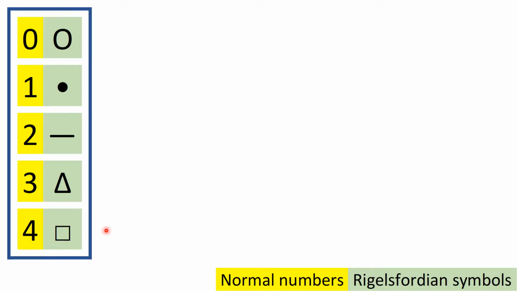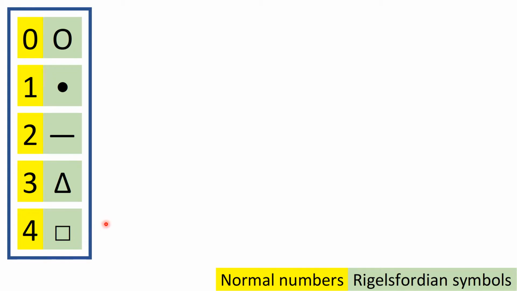So in our normal number system, we have 10 digits, but in my number system, I'm only using these 5 symbols. I'm only using circles, dots, dashes, triangles, and squares. But I can combine these 5 symbols to make any number. So to start, how can I represent the number 5 using only the symbols that I have here?